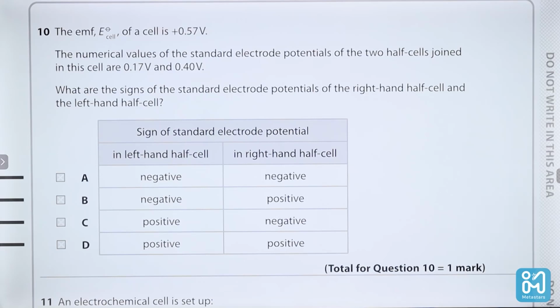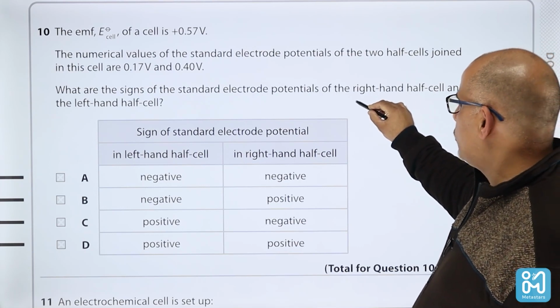The electromotive force E naught cell of the cell is positive 0.57 volts. The numerical values of the standard electrode potential of the two half cells joined in this cell are positive 0.17 and positive 0.4. What are the signs of the standard electrode potential of the right hand half cell and the left hand side cell?